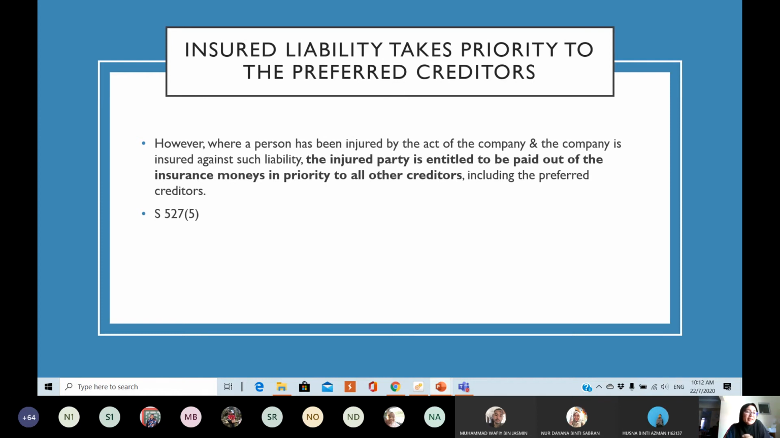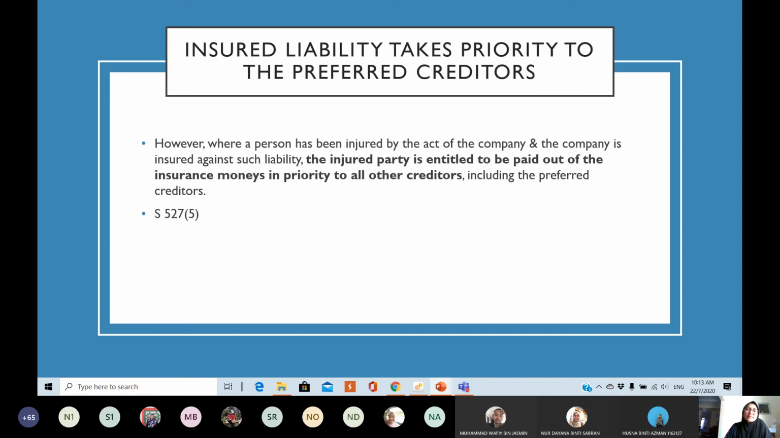So dia take out the insurance. So insurance tu money bila ada seorang tu macam mungkin cedera in the building, insurance money tu is part of the asset of the company. Tapi the asset of the company yang duit daripada insurance tu must be paid to the person who is injured out of the insurance coverage tu. So maksudnya dia akan ada priority over any other preferred creditors even. Yeah? Okay, you got this?